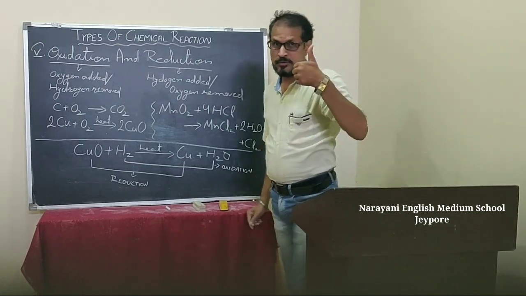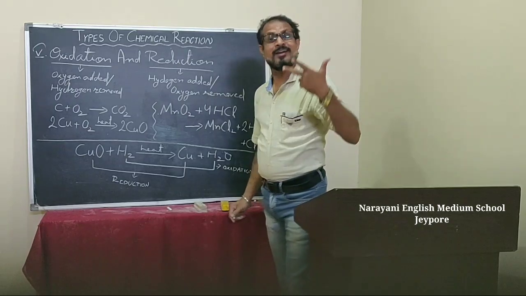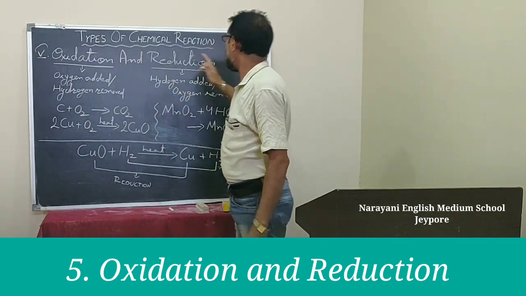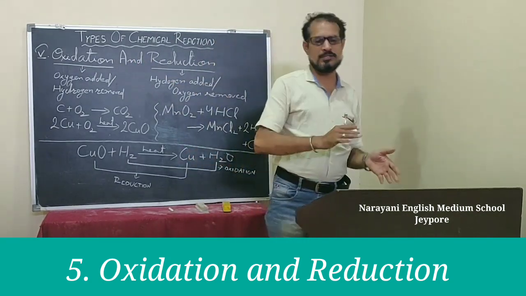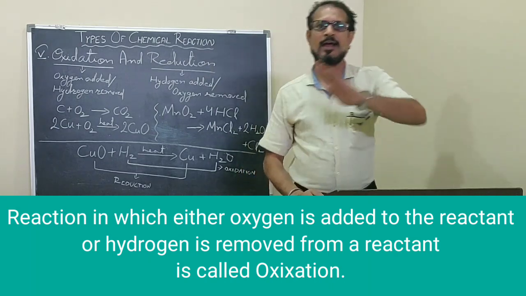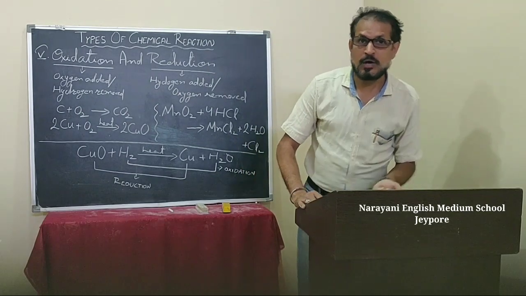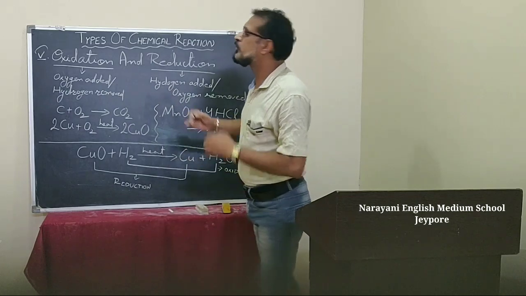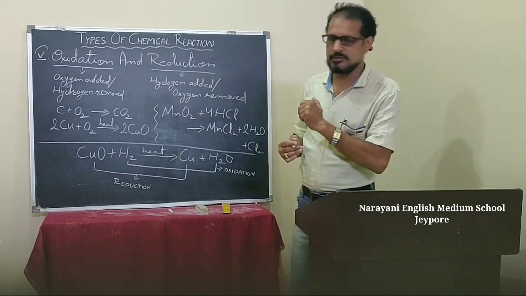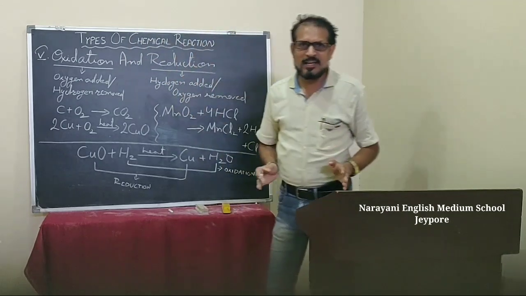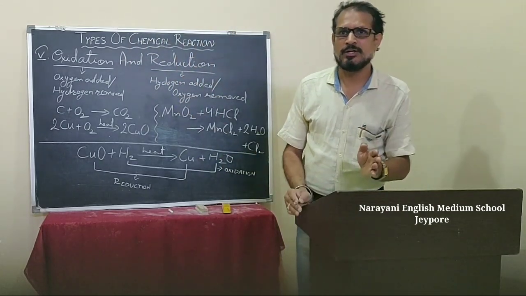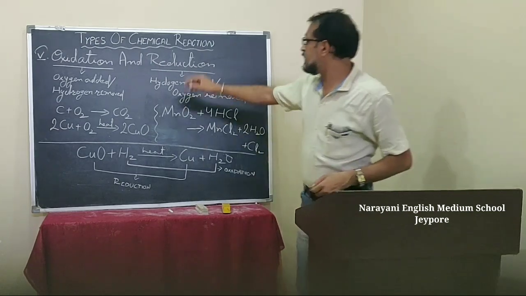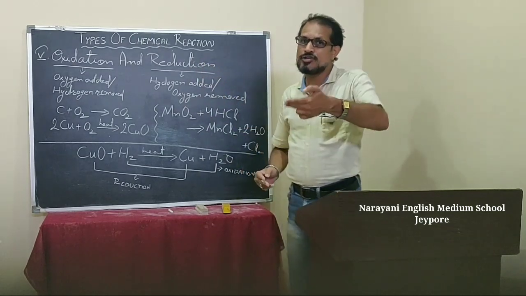Now our last type of chemical reaction. We had gone through combination, decomposition, displacement, double displacement. Now the fifth one is oxidation and reduction. Oxidation means oxygen is added. Right? Now what is reduction? Oxygen is removed. However, one more thing is required here, that is hydrogen. Oxidation is a reaction where oxygen is added or hydrogen removed. Similarly, reduction is where hydrogen is added and oxygen removed.